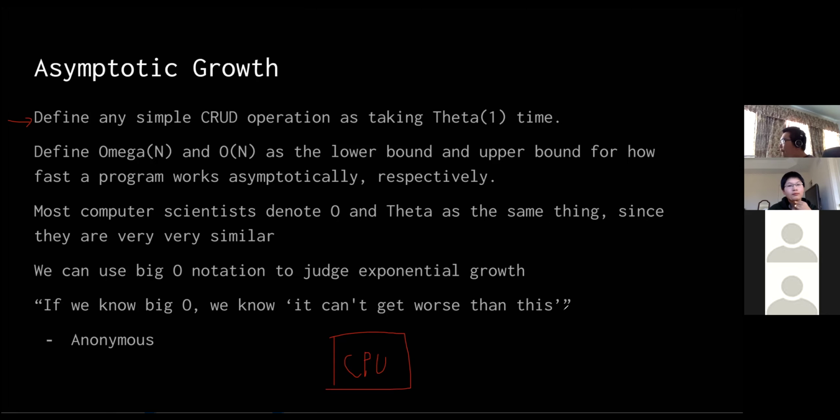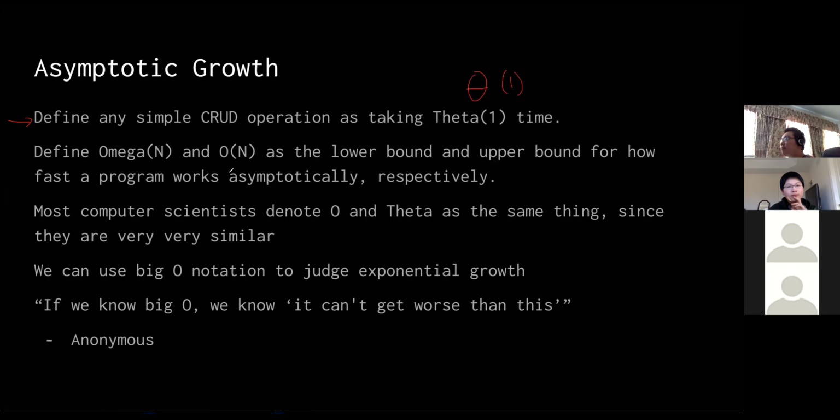Just because it works on one array doesn't mean it works on all others. To prove something, you have to prove it works on all sets, or at least a certain subset of sets that you define. So first of all, we need this definition: we define any CRUD operation as taking theta 1 time. And what that basically looks like is theta 1.